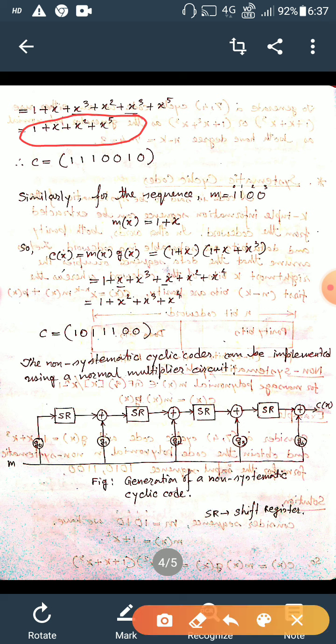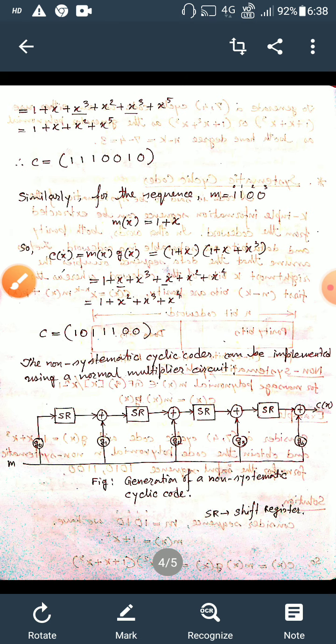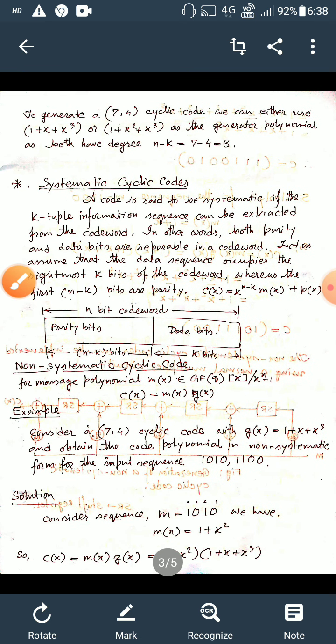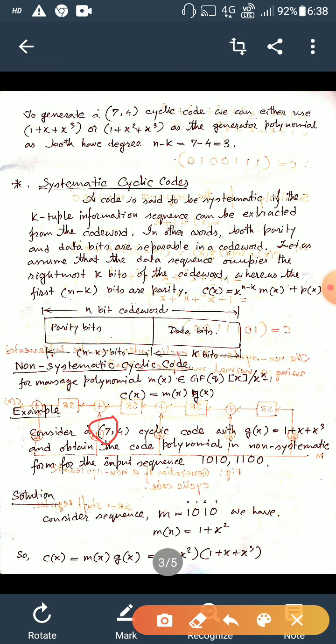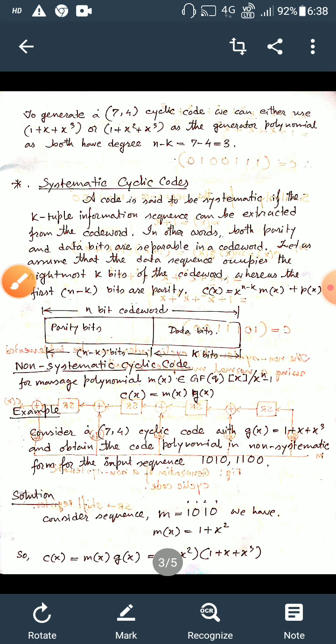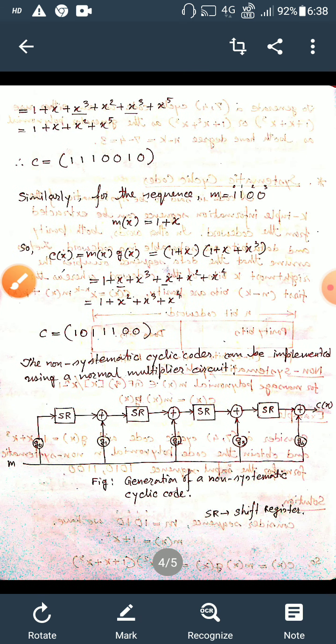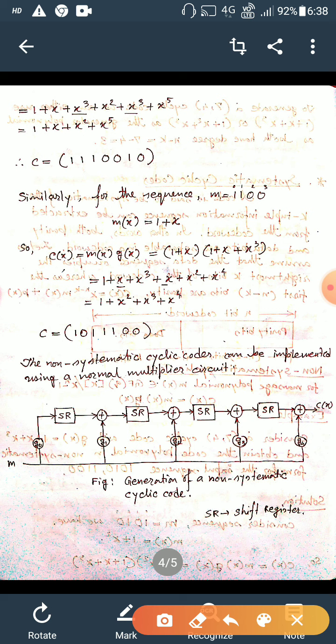That is 1 plus x plus x square plus x to the power of 5, and we already know that the number of positions is 7. Because the code word length is already told to you, the code word length is 7. So you have to remember this one. So the positions will be total 7: position number 0, 1, 2, 3, 4, 5 and lastly 6.